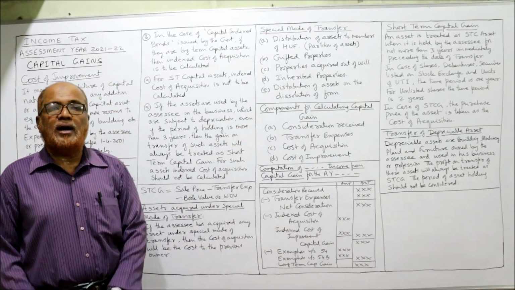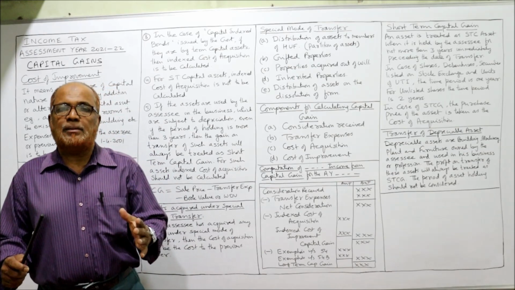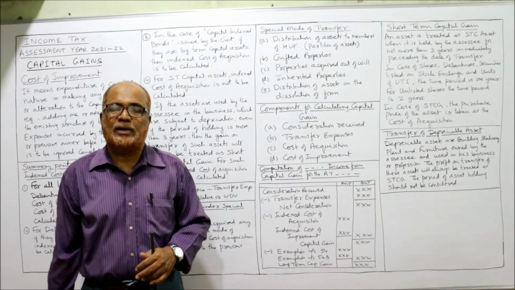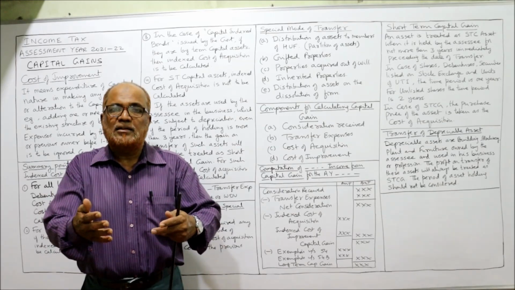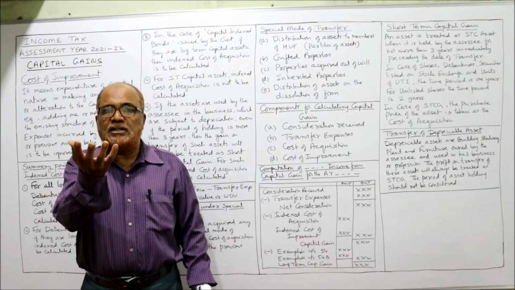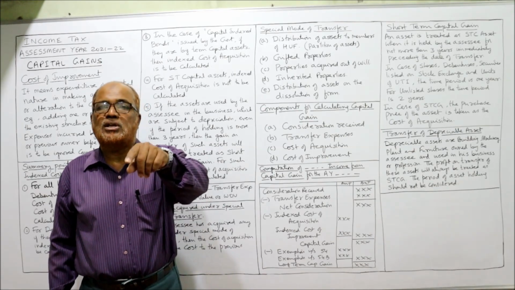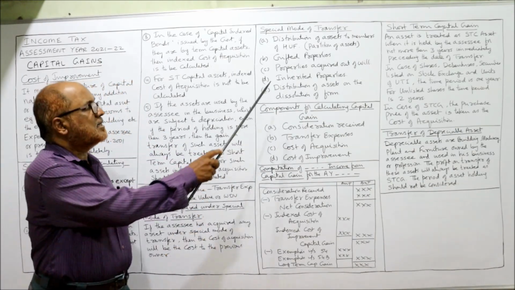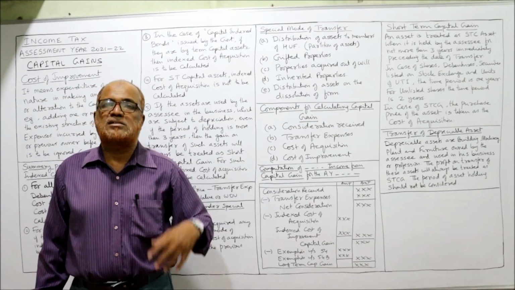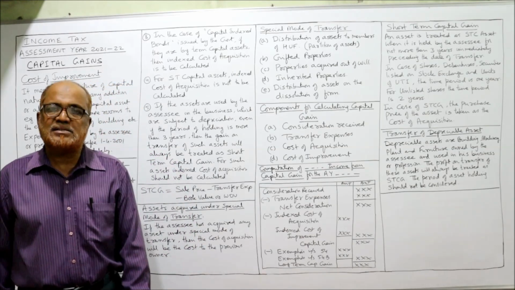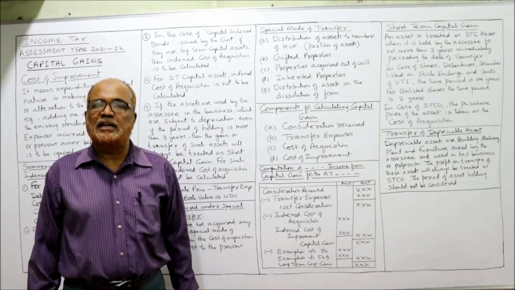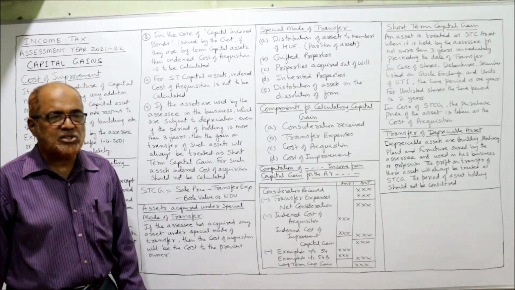Next, properties acquired under a will. Suppose a person, before dying, has written a will that after his death the property will be transferred to so and so person. So on his death the property will be transferred without paying anything. Then whatever property the person gets, the cost of acquisition is the cost to the previous owner. Next, inherited properties. When a person dies, the property will be inherited by his family members, legal representatives. Then legal representatives getting the property through inheritance, that is also a special mode of transfer.